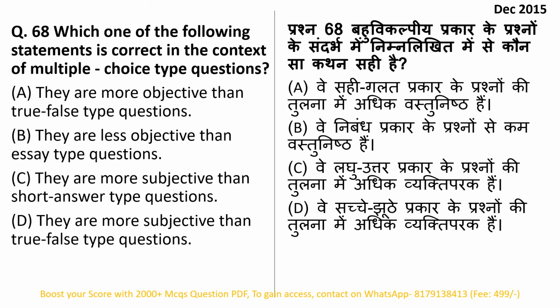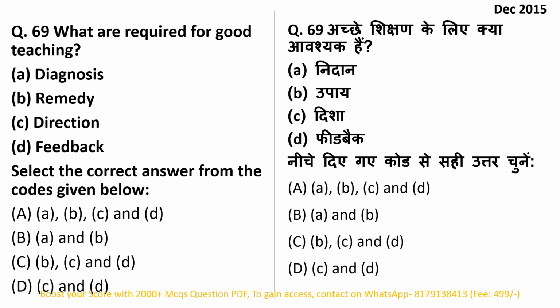Which of the following statements is correct in the context of MCQ type questions, multiple choice questions? Like this is an example of MCQ. They are more objective than true false type questions. They are less objective. They are more subjective than short answer type questions, or more subjective than true or false type questions. The right answer is, they are more objective than true or false type questions.